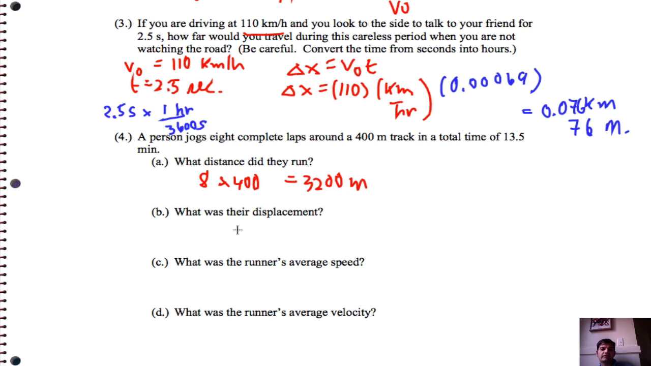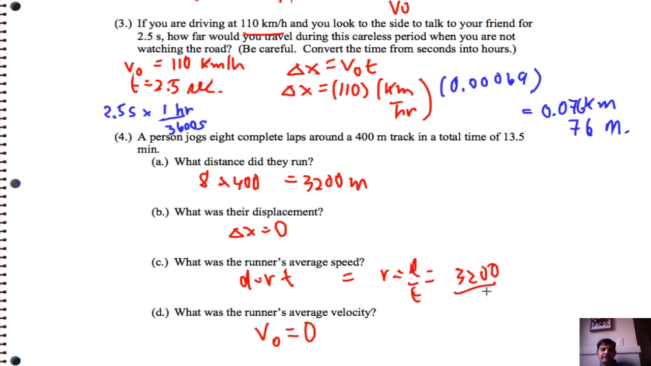Since they started and ended in the same place, their displacement is 0. So that means the average velocity is 0 if we skip down here. Now the average speed, that's going to be distance, rate times time, which is, again, rate equals distance over time. We plug that in, that'll be 3,200 divided by, and this is going to be in meters per minute. So that's going to give us 237 meters per minute when we do that conversion.